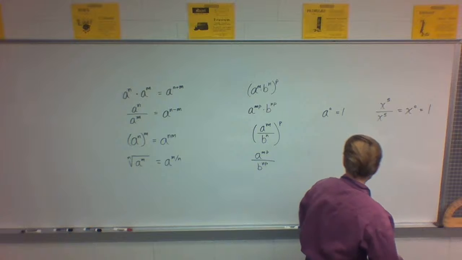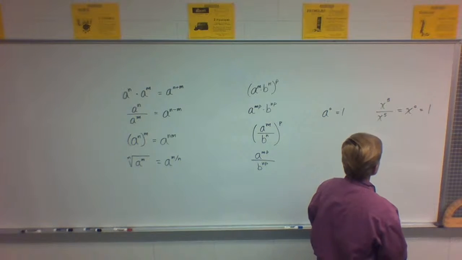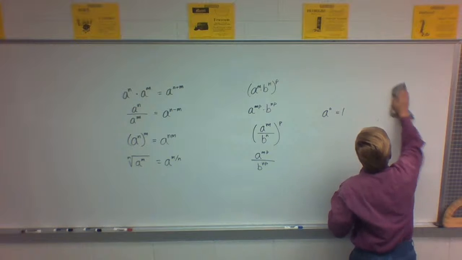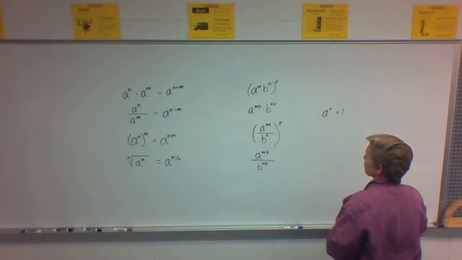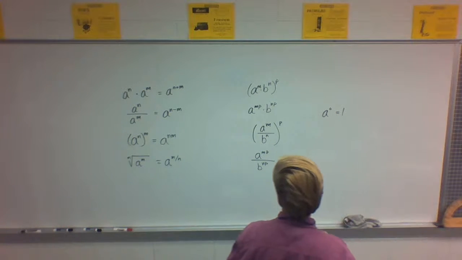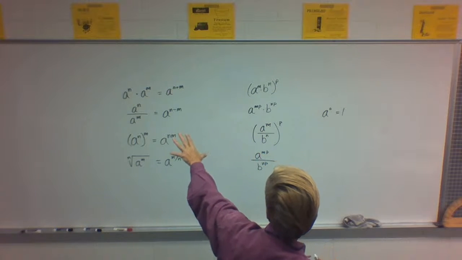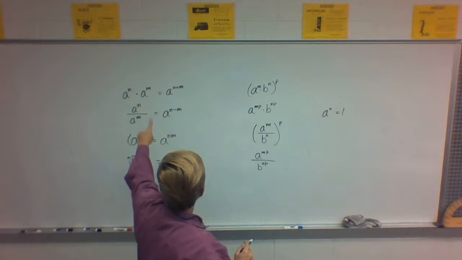Just try to get it in your head. Anything to the 0 is 1, I don't care what it is. There are exceptions, but we're not going to run into them in this class. Okay? So a to the 0 is 1. There's a list of your properties. These are kind of combinations of these over here.